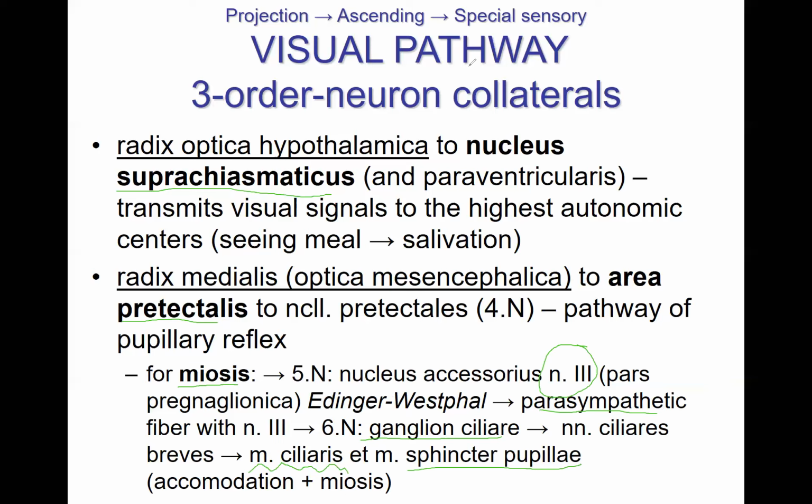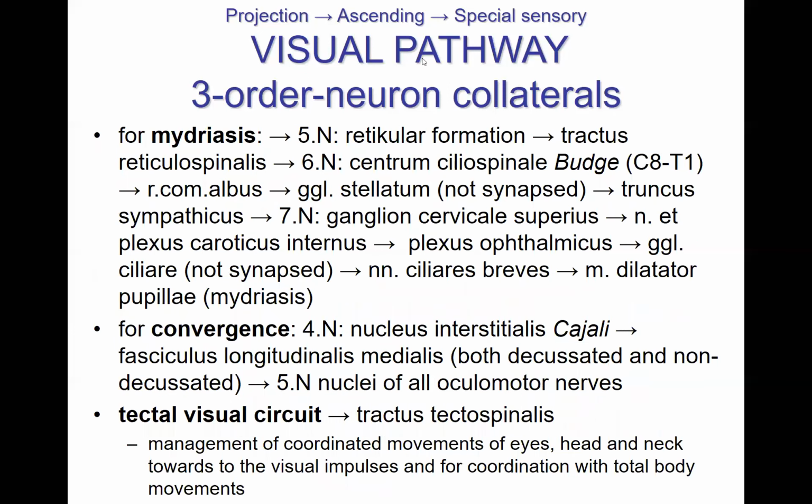And for mydriasis, you need to use the sympathetic pathway. So the sympathetic pathway uses the reticular formation, has to go down to the level of C8, where the ciliospinal center is. And from this, it can use the white communicating branch and then go up to the superior cervical ganglion where it's synapsed, and it goes up to the ciliary ganglion not synapsed, and finally to the dilator muscle for mydriasis.